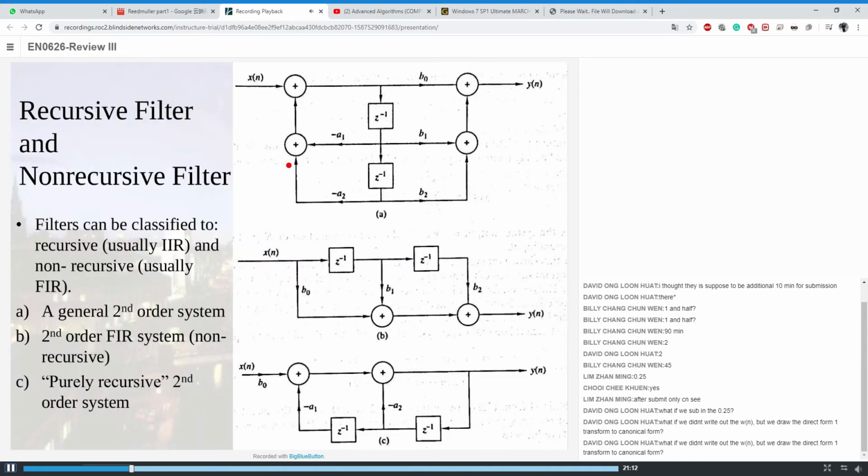Okay, so this is the topic that we just went through. Basically, just to tell you that for recursive filter and non-recursive filter, we look at the structure, whether with or without feedback. And FIR and IIR are not about the structure, but about the impulse response.